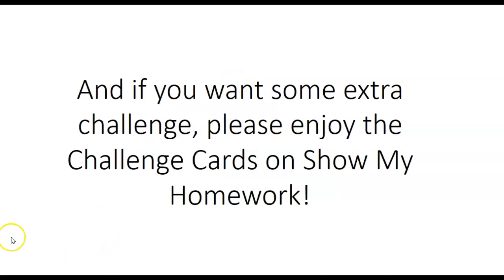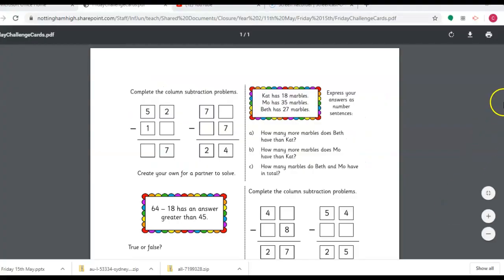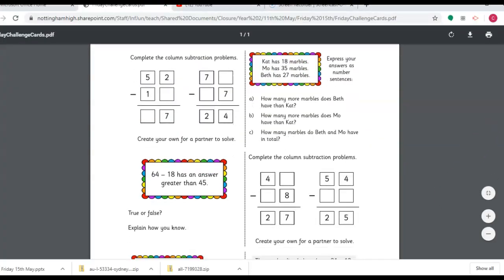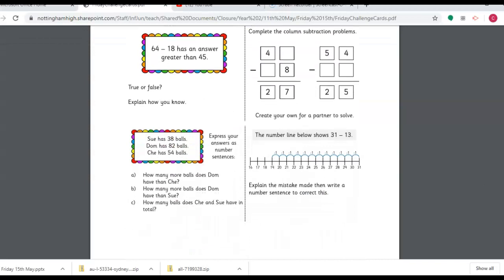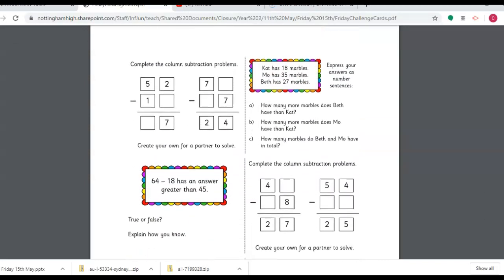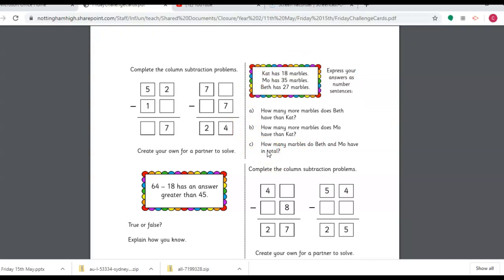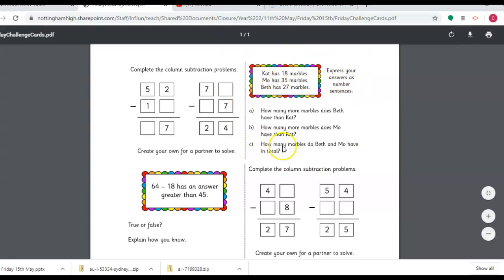If you fancy an even bigger challenge, you can have a go at some of the challenge cards on Show My Homework, and Mrs. Bailey will show you them now. Here are the challenge cards. This is what they look like. You've got 2, 4, 6 problems. You can do any ones you like in any order that you like, and you have to read the question carefully and then answer it in your book. Or if you've got the sheet, you might want to cut them out and stick them in your book like we do at school, and then answer it next to it, because they do need some writing down today.